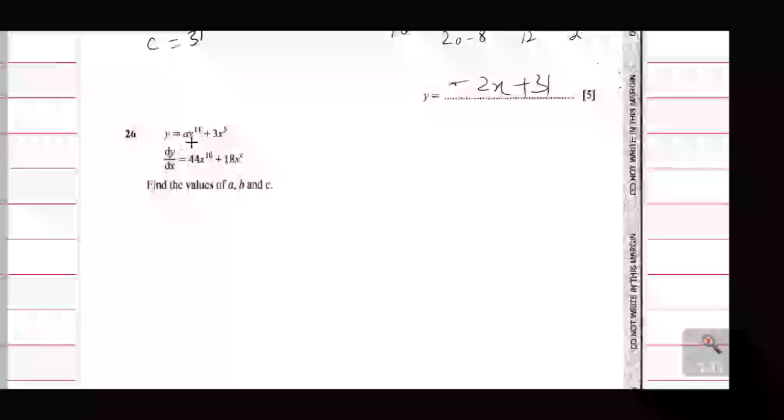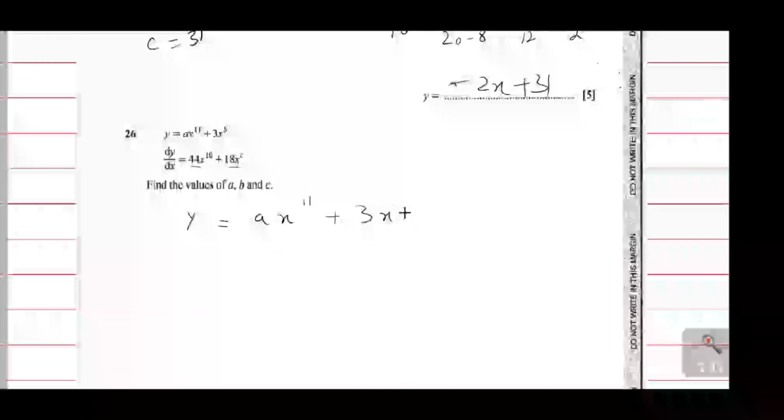Next question, question number 26. y equals ax^11 plus 3x^b, and dy/dx equals 44x^10 plus 18x^c. Find a, b, c. Look here, y is ax^11 plus 3x^b. We will take the derivative of this equation.